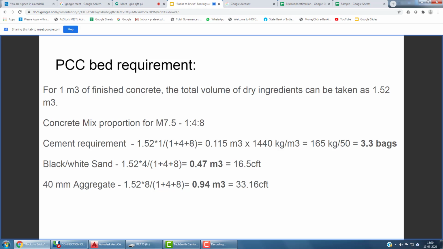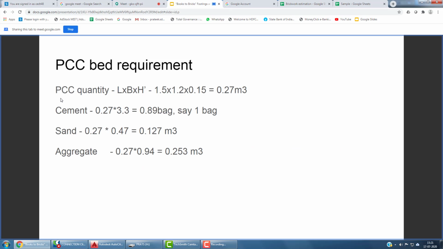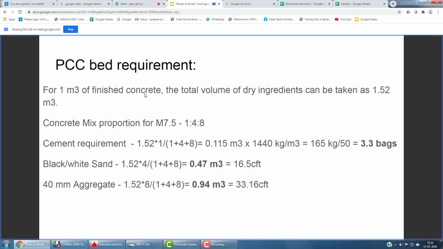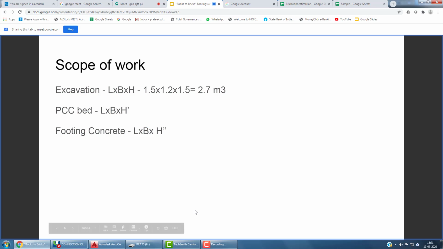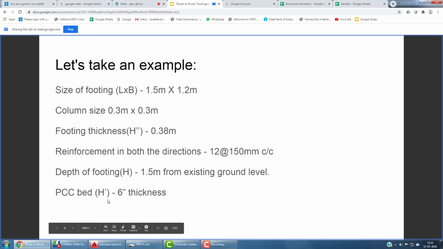So 1.52 into 8 divided by 1 plus 4 plus 8 is equal to 0.94 m cube. So this is for 1 m cube. All this calculation is valid for 1 m cube. So let us go to our requirement. My PCC quantity is L into B into H dash. Let us see what this H dash is.